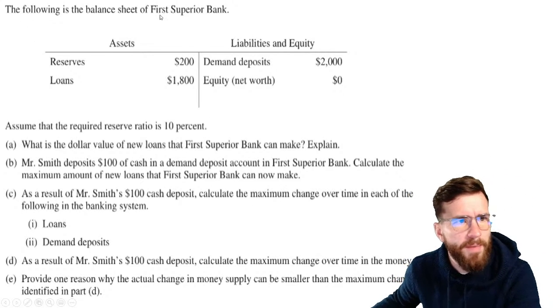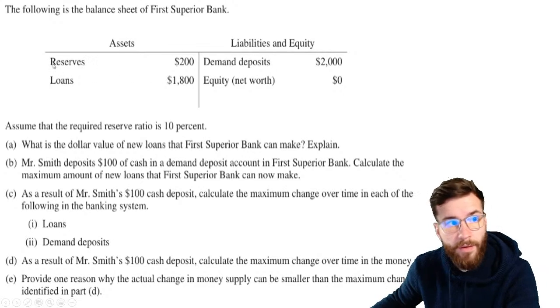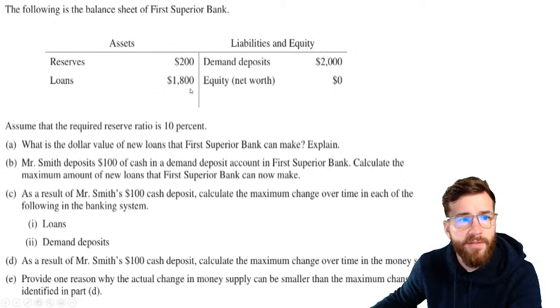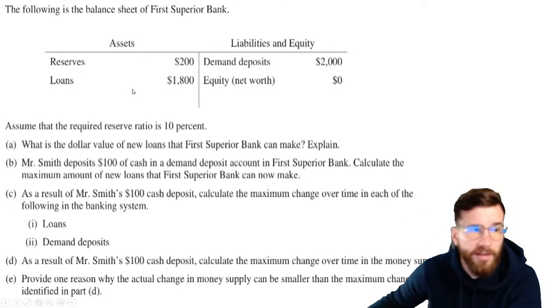it says the following is the balance sheet for First Superior Bank. It just says reserves. It doesn't specify required or excess. And then we have demand deposits. We have any sort of equity. No one's got any equity put into the business. And right now they currently have $1,800 in loans. Very, very small bank here.